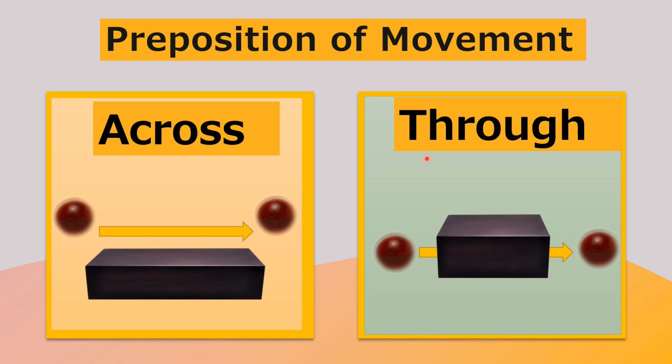Through. We have a box here and the ball is passing in between the box from one corner to another. So we call it through. As we have a door and a window, if somebody is passing through that door or window, we'll call it through. As we can say, Meera is passing through the door, because Meera is going from one side of the door to the other side, passing in between the door. So it is called through. She is passing through the door.